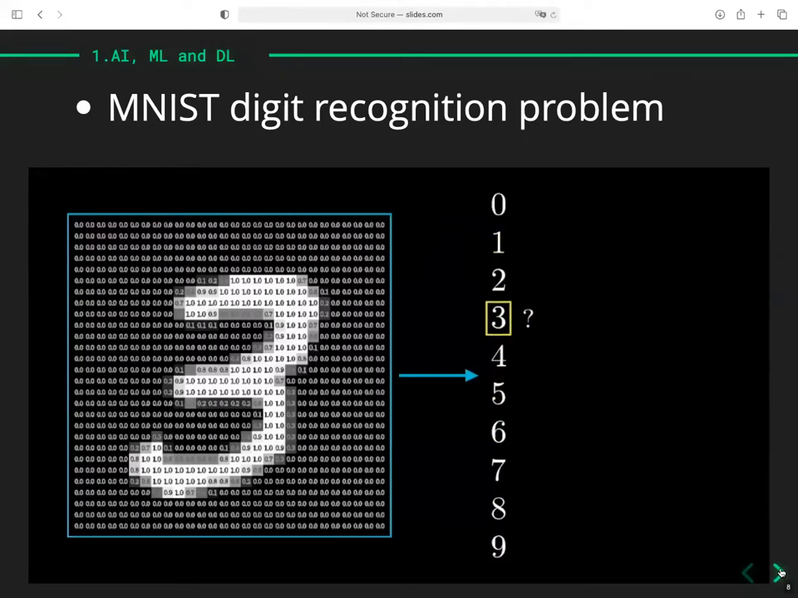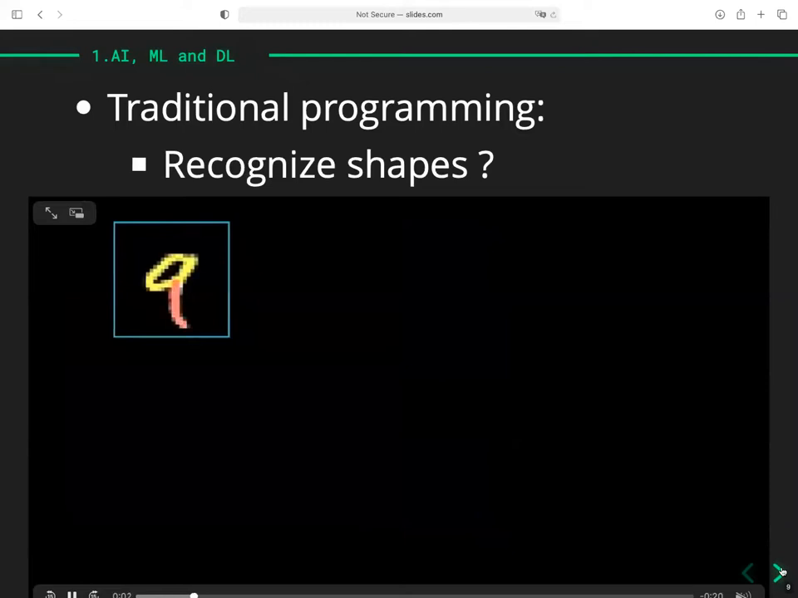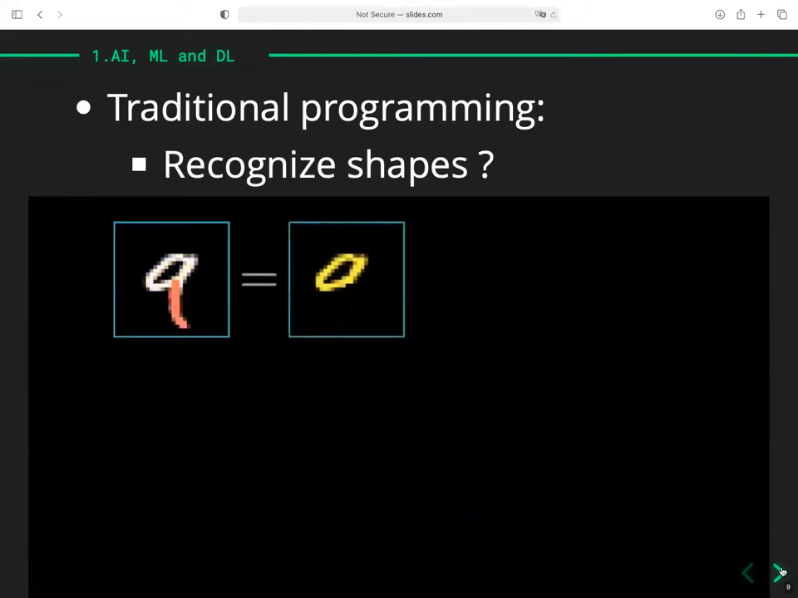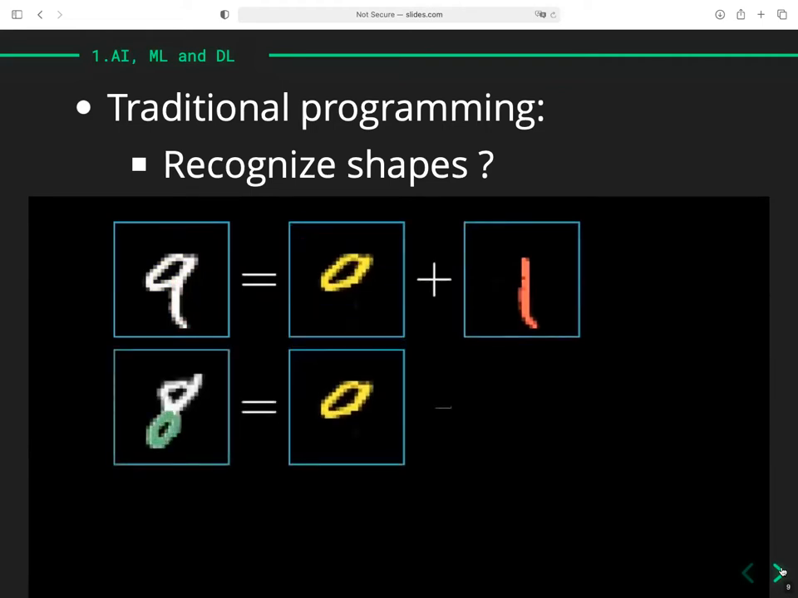Now, if you think about it for a minute, how would you program that? I think it would be logical for most people to think, well, I know that a 9, even though people write it differently, has definite shapes. It usually has a circle at the top and a bar at the right. Now, there's variations on how you write them.